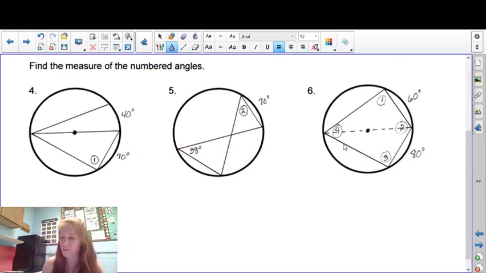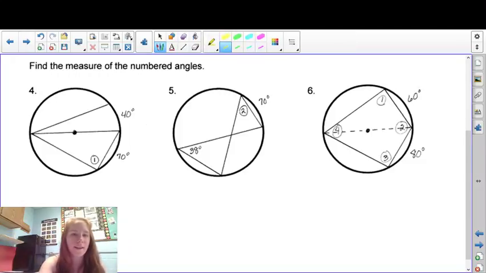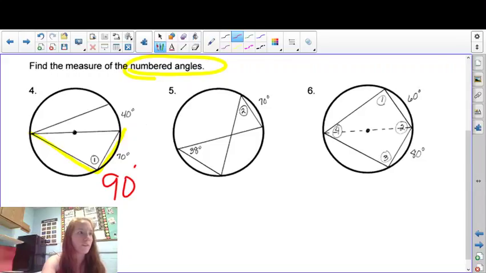So using that logic, let's do the following. Again, going to highlight. It asked me to find the measure of the numbered angles. So in this case, angle 1. Angle 1 is right there. I see it hits the semicircle, so that has to be 90 degrees.